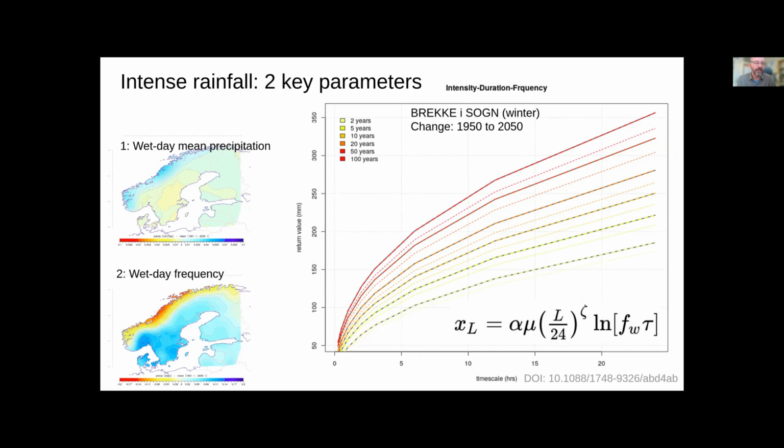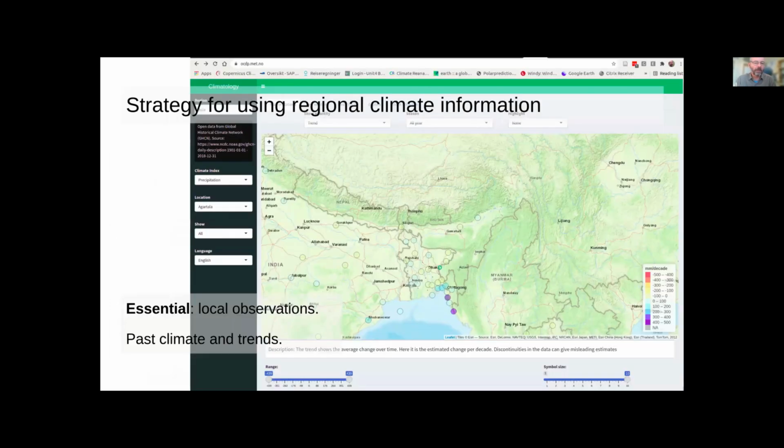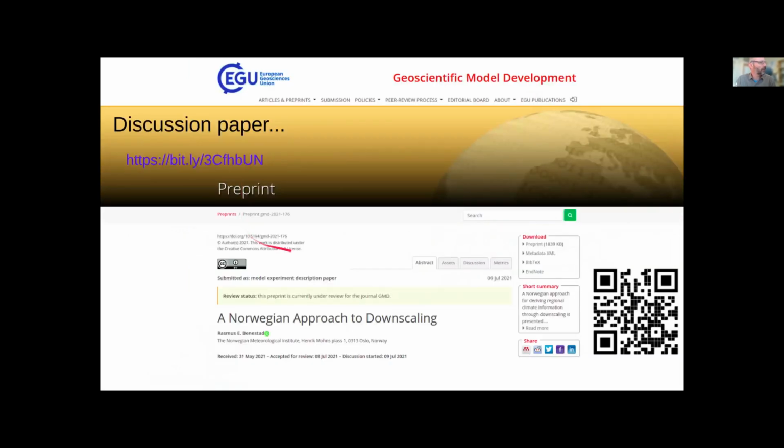It is also important to stress that we need to look at the past observations, the historical observations, and look at what trends there are and what they look like when we do the downscaling, and not least, we need to use this to evaluate our downscaled results. So this approach to downscaling is presented in a discussion paper here, a Norwegian approach to downscaling, and here you also have the QR code and also the website. So that's in GMD discussion here.